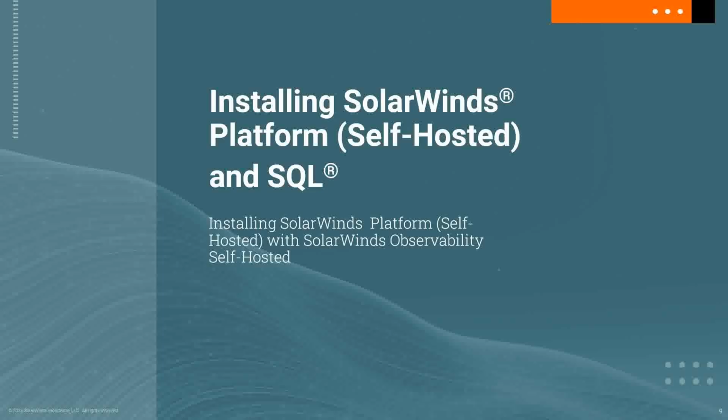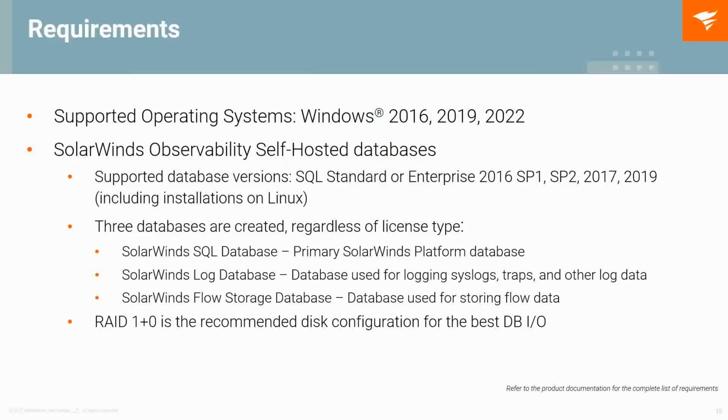The SolarWinds Platform Self-Hosted must be installed on a Windows Server 2016, 2019, or 2022. It is compatible with FIPS compliant, STIG compliant, and Device Guard compliant operating systems. During the installation, the configuration wizard creates 3 databases, regardless of whether you are using the Essentials or Advanced license for SolarWinds Observability Self-Hosted. First, you have the primary SolarWinds Platform database.